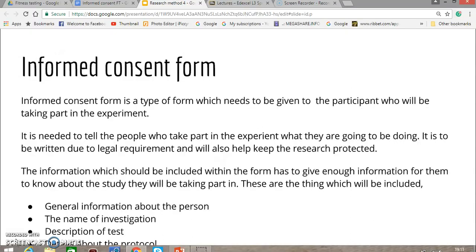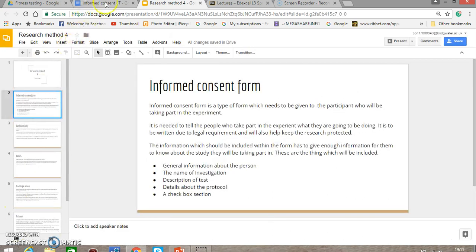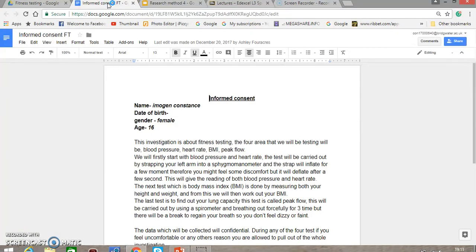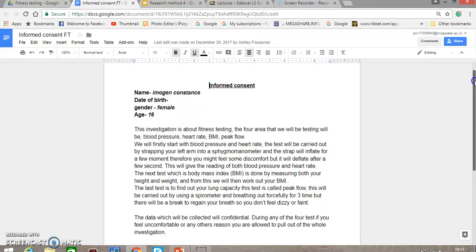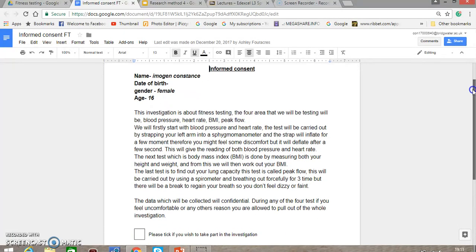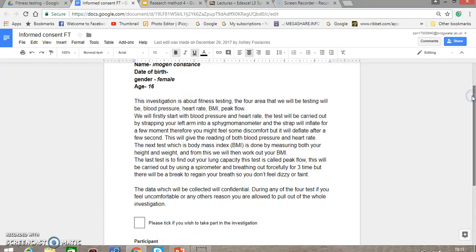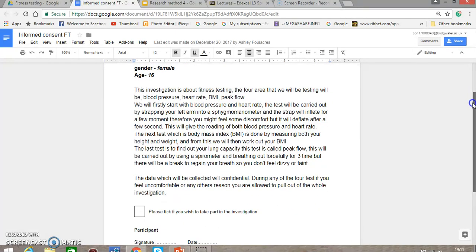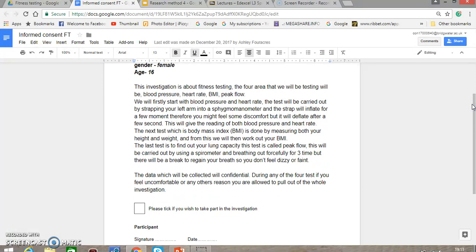So I'm going to show you an example of when I used an informed consent form to do a health screening test. I've used my own details because it was easier. So I've shown that my name is Imogen Constance. I didn't put in my date of birth. I also, when I was meant to, didn't put in my gender and age.